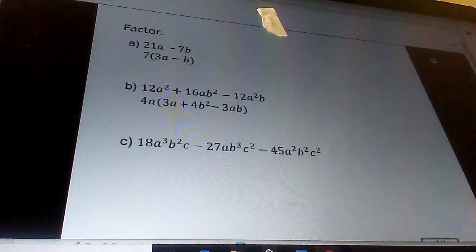Now let's factor the expression in part C. It looks intimidating, but just go through it step by step. First, identify the GCF of the coefficients 18, -27, and -45. The GCF of these three numbers is 9.